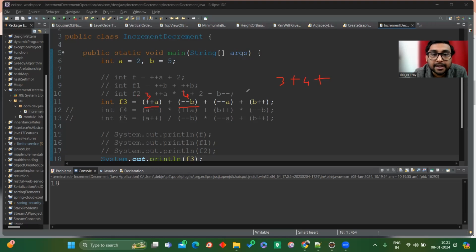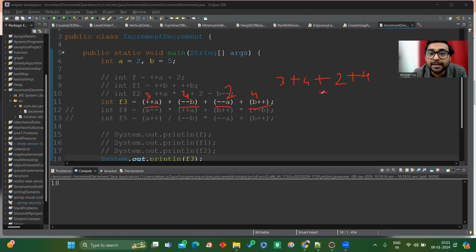Then plus, what will be the value here? It's pre-decrement. The current value of A is 3, so pre-decrement will make it 2. So here it will be 2. Then plus, the value of B currently is 4. In the memory also it's 4. So we have to take the data from the memory, the value of the variable in the memory. So the value of B in memory is 4, so here we have to put 4. After putting it here, in the memory it will be 5. We are not using B again, so the final value of B is 4.